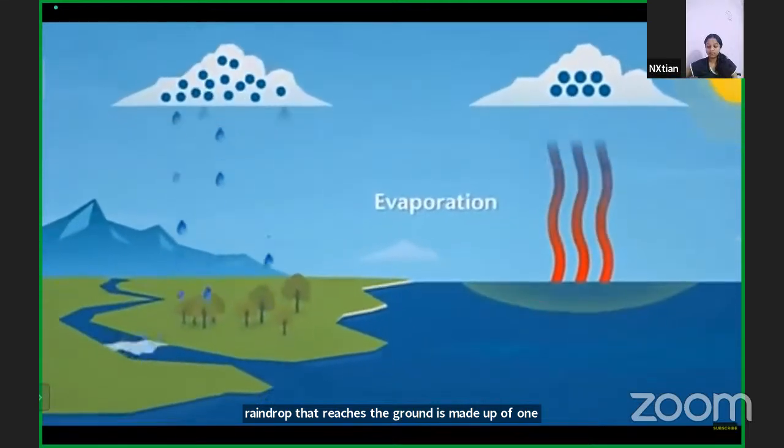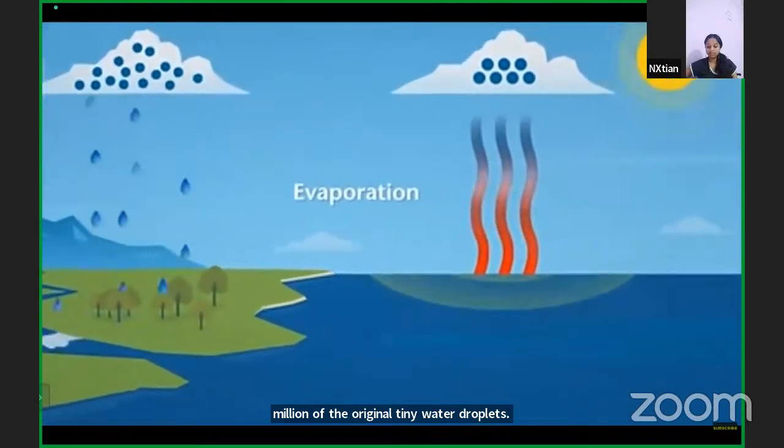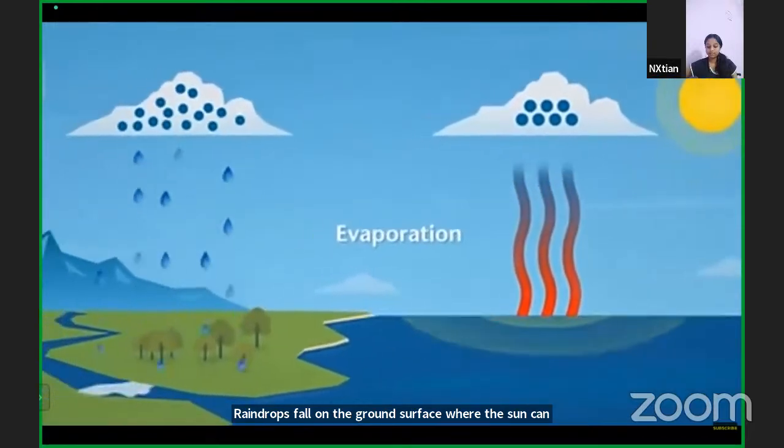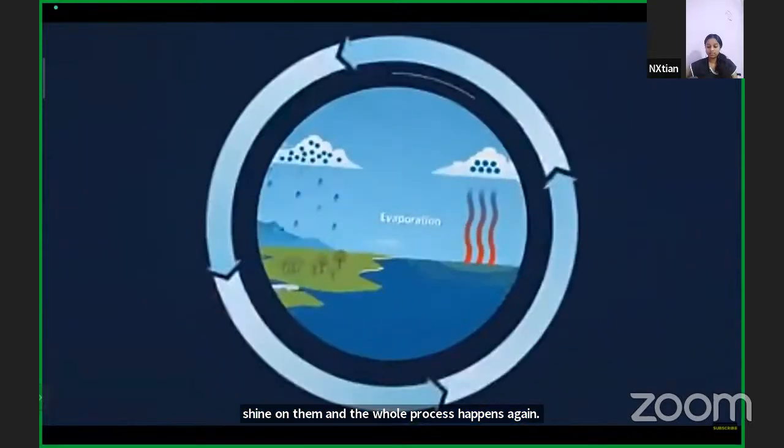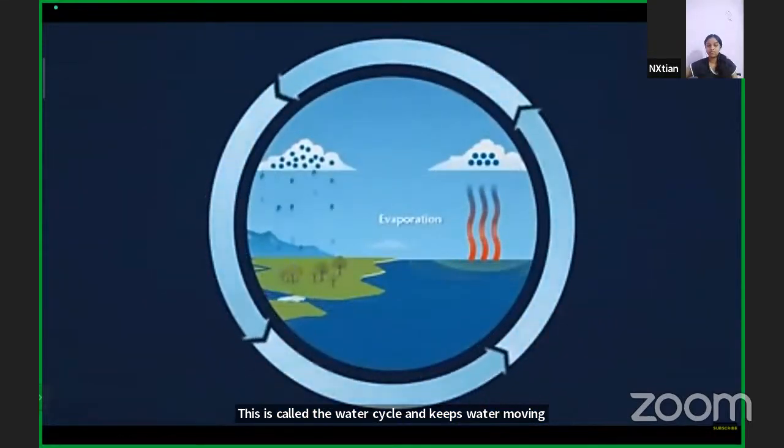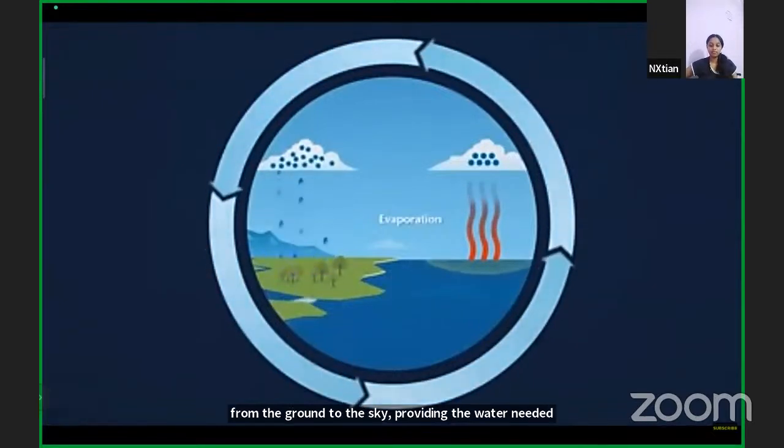Raindrops fall on the ground surface where the sun can shine on them, and the whole process happens again. This is called the water cycle and keeps water moving from the ground to the sky, providing the water needed for plants, animals and people to survive. So now you know.